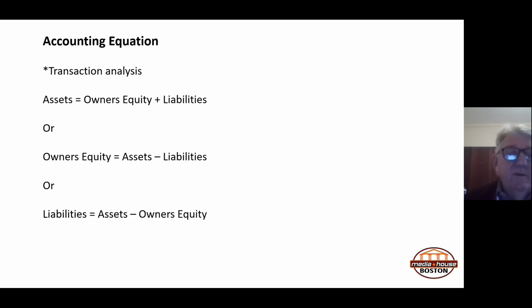Okay, now the accounting equation. We say assets is equal to owner's equity plus liabilities. Now this equation must always balance. So if assets increase, then it must increase on the right-hand side. If assets decrease, it must decrease on the right-hand side.